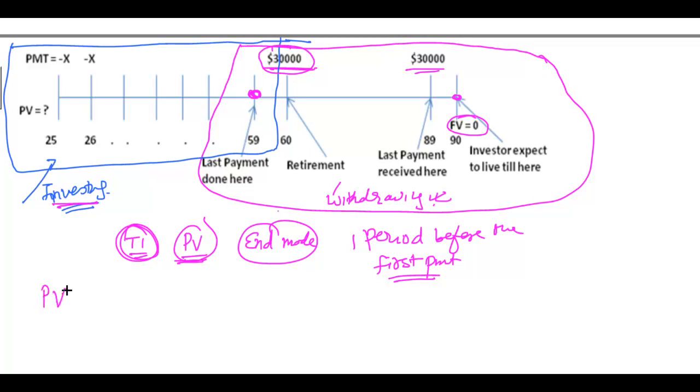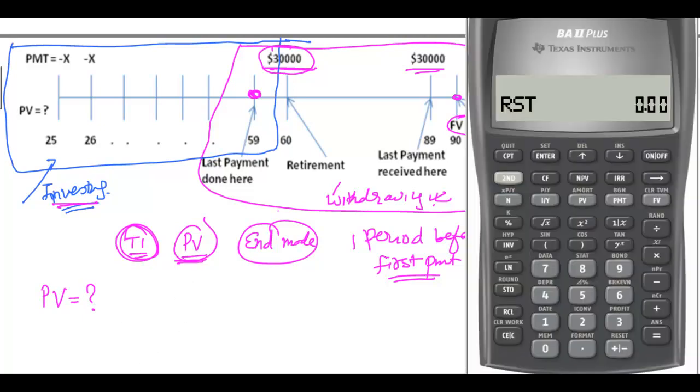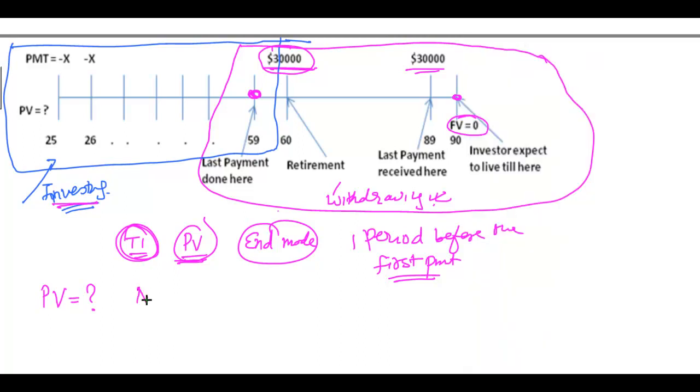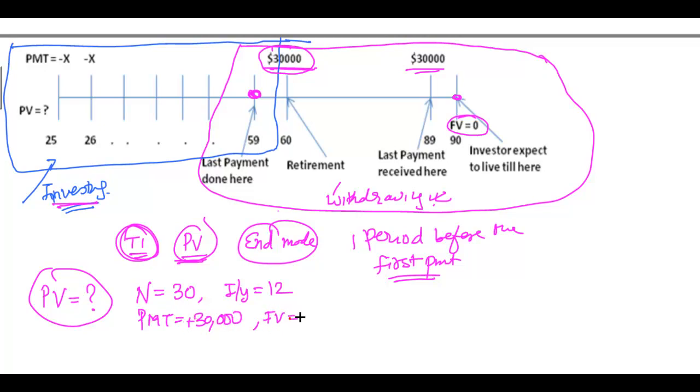In the calculator we are interested in finding out the present value. What I would say is follow your calculator's convention, following a pattern, let's say from here: N, I/Y, PV, PMT. First we put the value of N, which we know is 30, then I/Y, the interest rate, which is 12% per annum. PV we have to compute. PMT is given, it's $30,000. Since we are receiving the money, it is plus 30,000, and FV is 0.